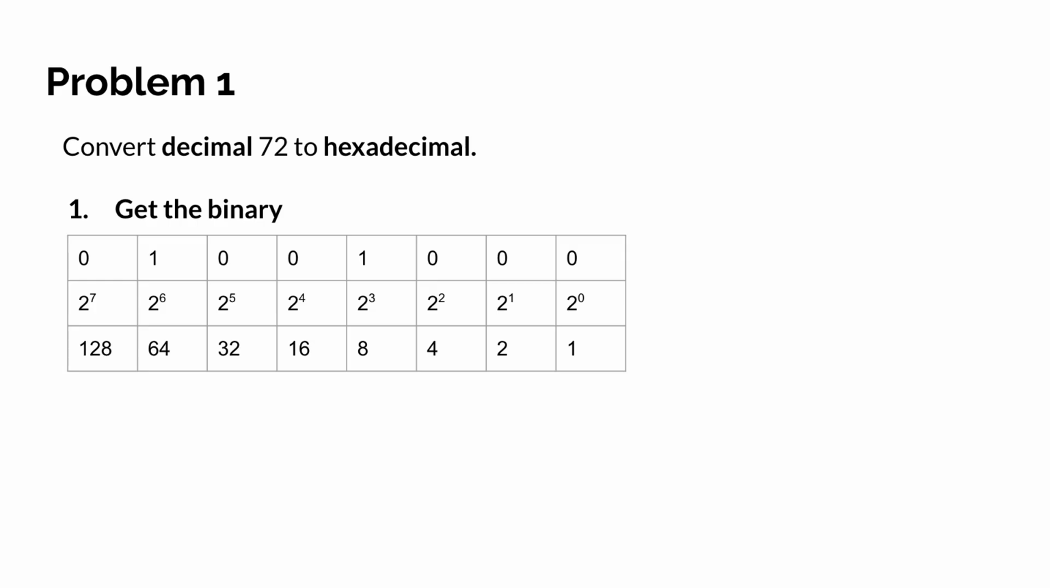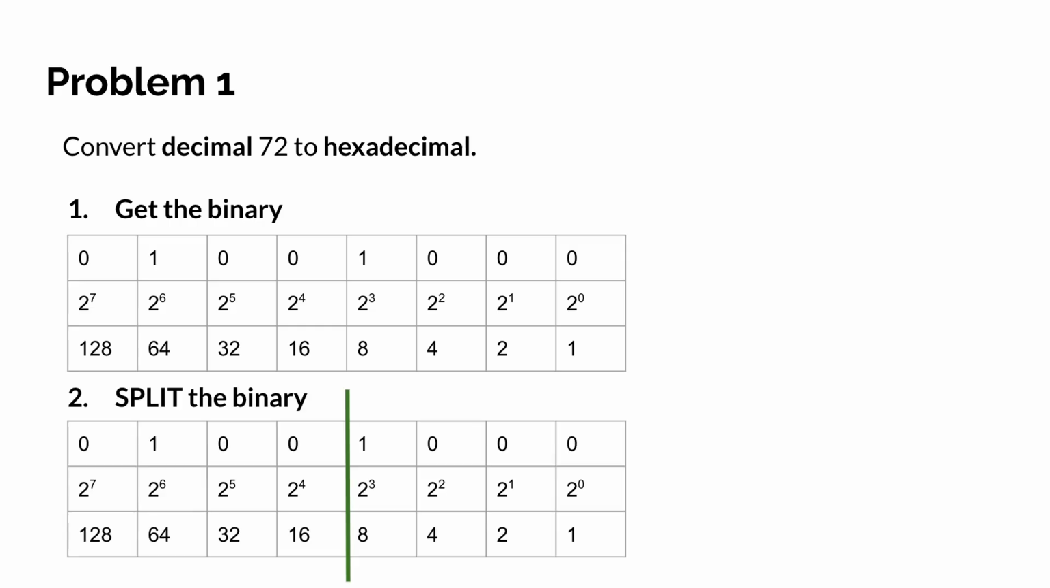We've got 2 to the 6 set to 1. That's going to give us 64. Then we've got 2 to the 3 set to 1. That'll give us 8. That's 72. 64 plus 8 is 72. The next thing we're going to do is take this binary and split it right down the middle. Okay, we're splitting this byte down the middle.